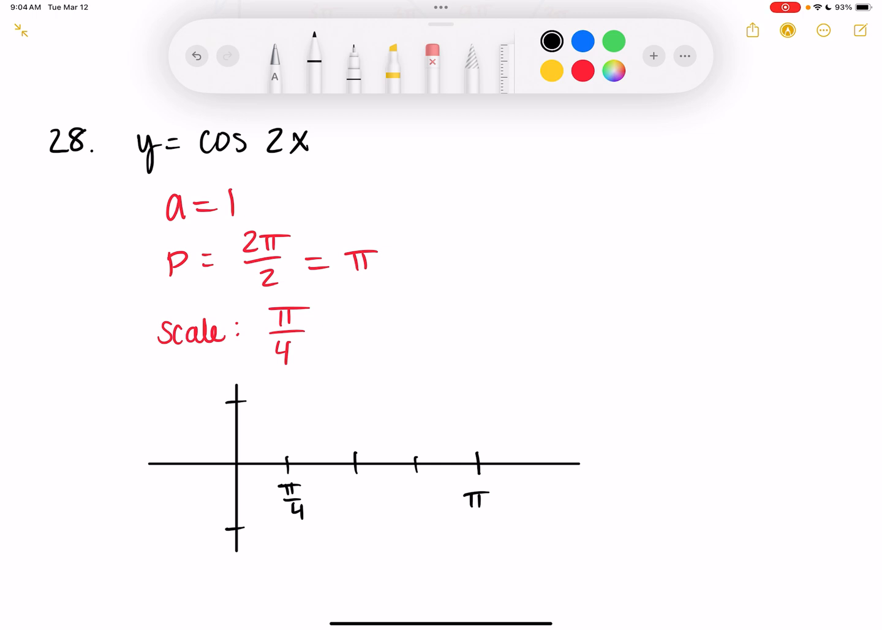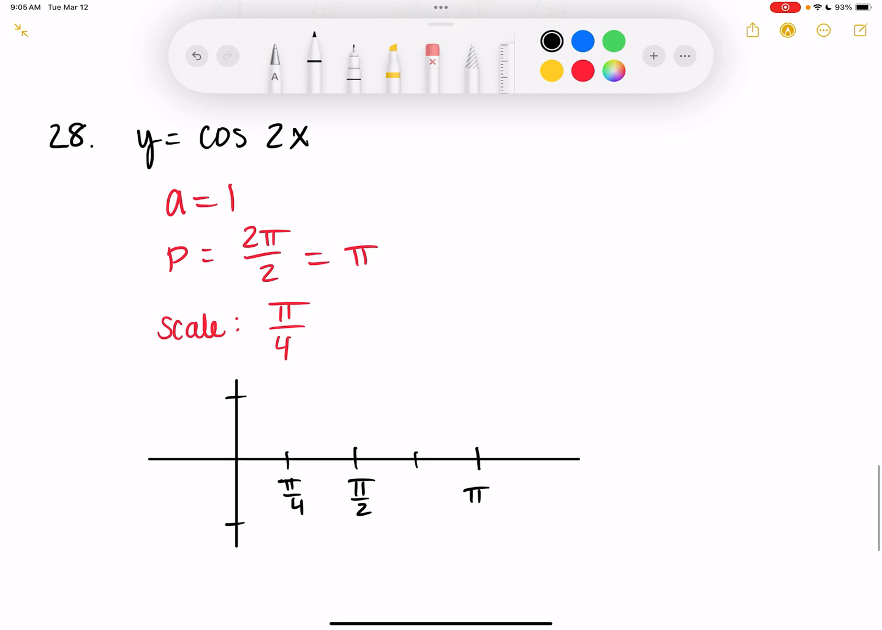You can also do it by cutting whatever the period is in half, and that will give you the middle one. So what's half of pi? Pi over 2. And then what would this one be? This is 1 pi over 4, this is 2 pi over 4, and this is 3 pi over 4. And this one is 4 pi over 4, which reduces to pi.